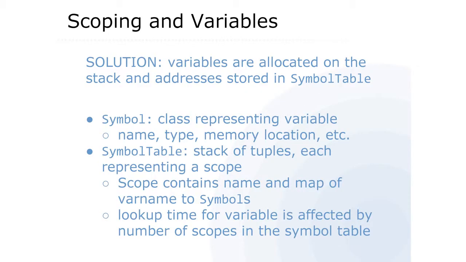We use something called a symbol, which is a class that has a variable name, a type, and then the memory location of where the actual data is stored on the stack. To keep track of our symbols, we have a symbol table, which is basically a stack of tuples which each represents a scope. This does mean, however, that the time it takes to look up a variable is influenced by how far back in the scope it was defined.